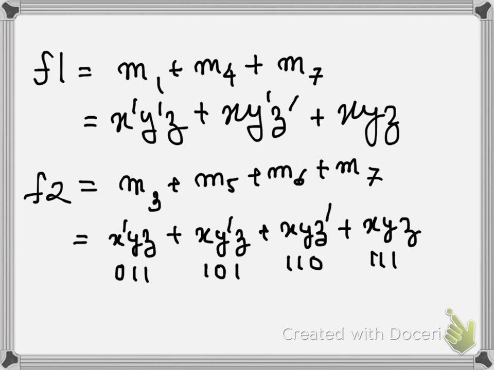Now these were only for reference, so you can remove this. So this is your sum of mean terms, representing function f1 and f2 as sum of mean terms. Now what about max terms? So let us look at max terms.